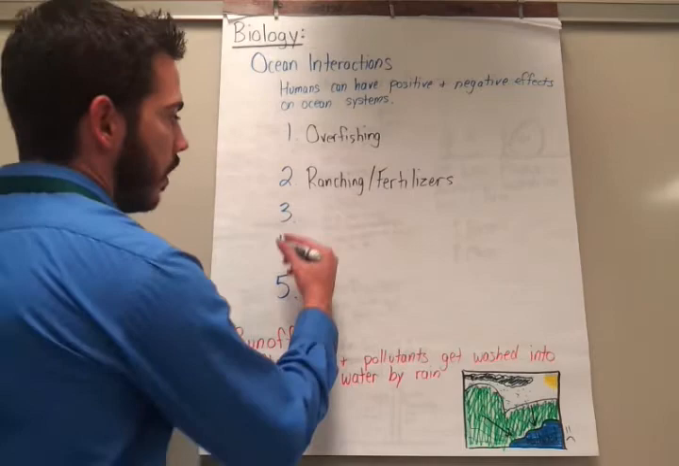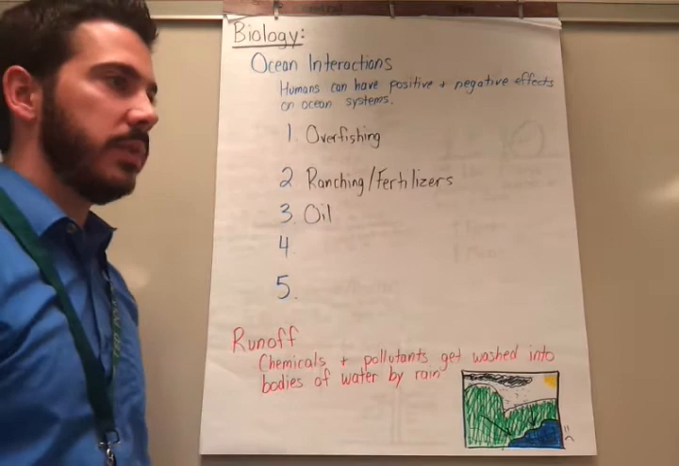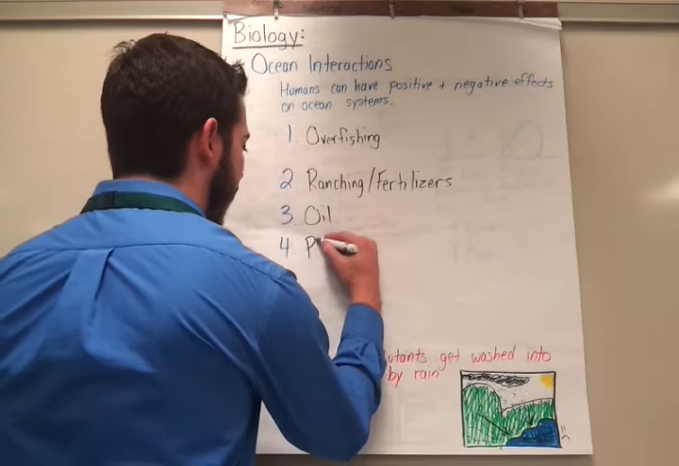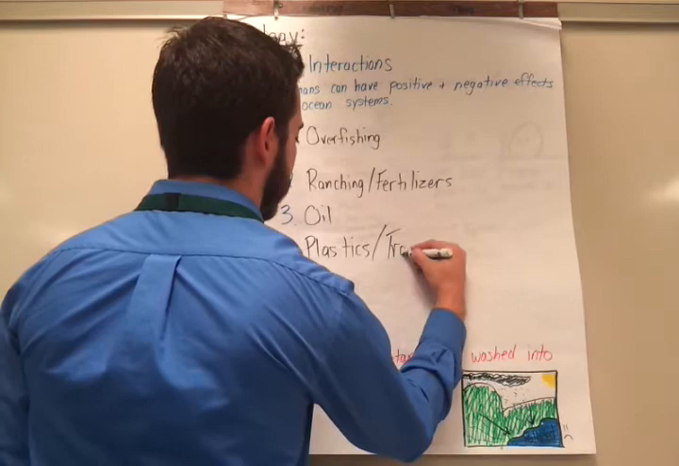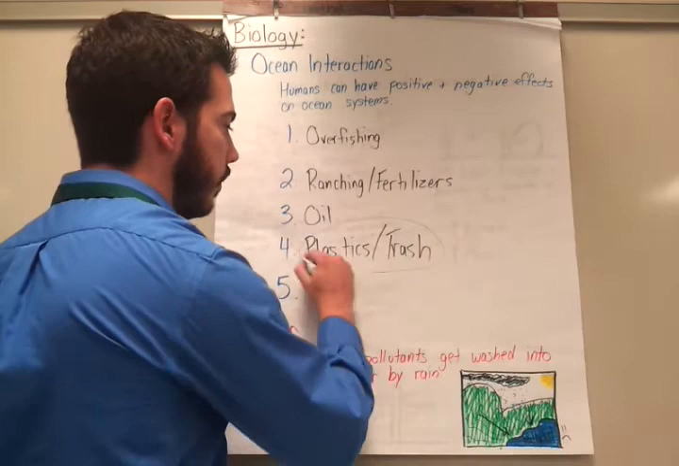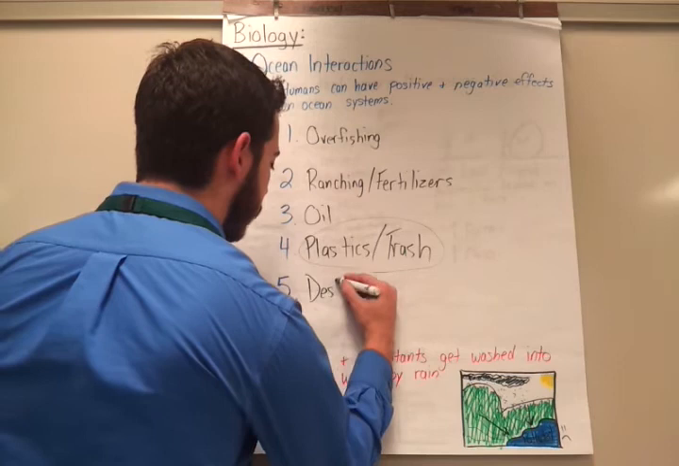Number three would be oil spills. Oil, obviously, we've seen the big deal with BP recently and how that affected our ocean. Another one would be plastics and trash, just basic pollutants. And we all know pretty much what that does. Some organisms can mistake these for food and eat them, and of course they die. Number five would be destruction of reefs.